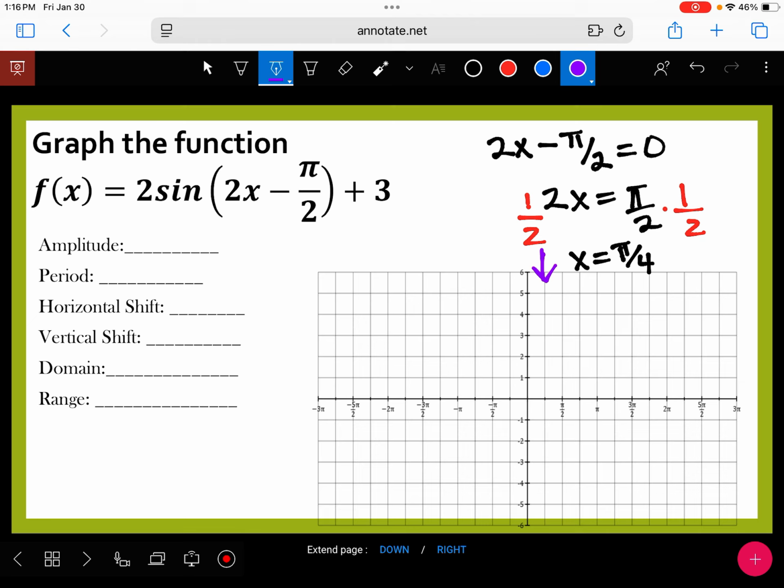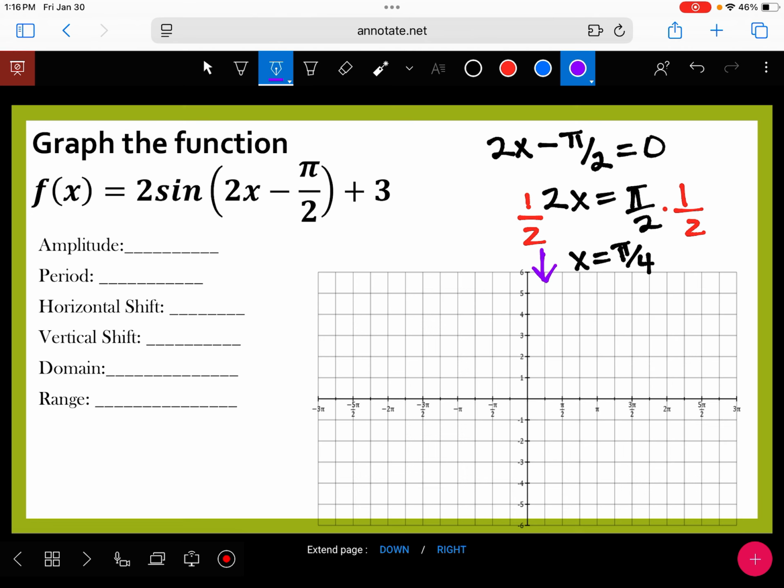Let me tell you something. Let me ask you a question. Do we have asymptotes? Does this function have vertical asymptotes? Yes or no? No. Who has vertical asymptotes? Secant and cosecant. So you have to be careful with that.